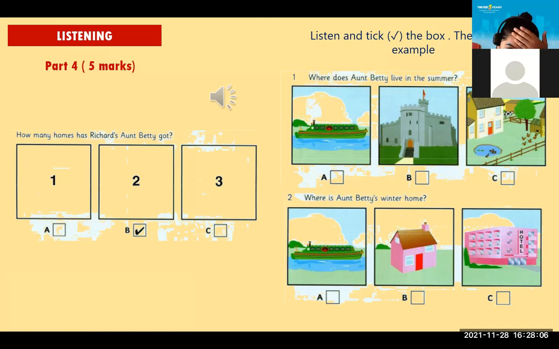How many homes has Richard's Aunt Betty got? I've got 3 aunts, but Aunt Betty is my favourite. Oh, is she, Richard? Why? Well, she's nice, and I like going to stay with her. Her homes are very interesting. Homes? How many has she got? One for the winter, and a second one for the summer.